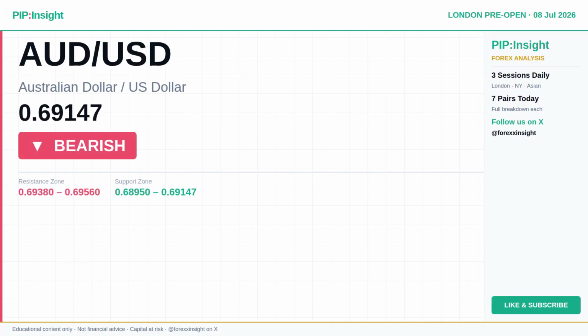Aussie dollar. The chart is showing bearish structure on this session. The 4-hour trend is to the downside and the 1-hour is also pointing lower. Resistance is marked between 0.6938 and 0.6956. Support is marked between 0.6895 and 0.69147. Here is the full chart breakdown.